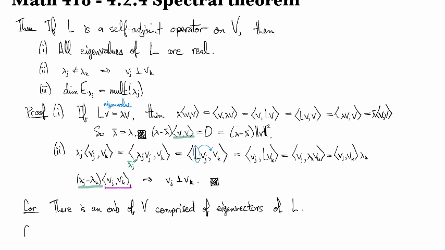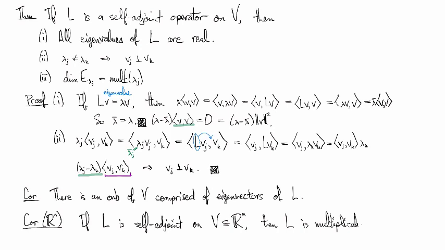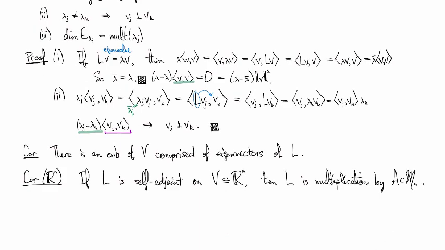Now, if we look at the implications for this in the finite dimensional case, so for vectors in Rn, if L is self-adjoint on some subspace of Rn, then L is multiplication by some square matrix A, where A is Hermitian.